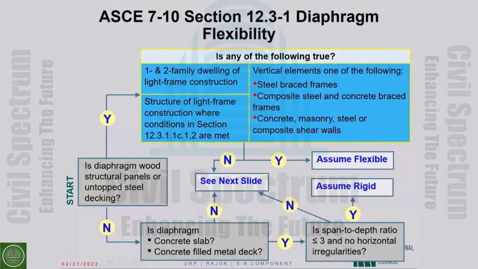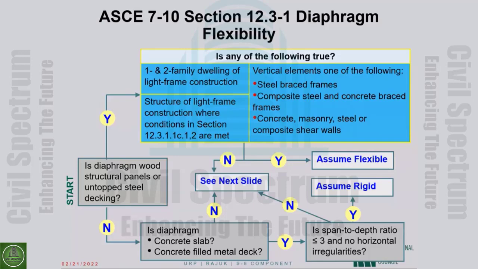Okay. Now, if the answer to the starting question, is my diaphragm made of wood structural panels or untopped steel decking, is no, that means we have a concrete slab as our deck, as our diaphragm, or a concrete filled metal deck. So it's a metal deck with concrete topping. Those are the only two possibilities, because there is no masonry diaphragm. Okay. So concrete slab or concrete filled metal deck.